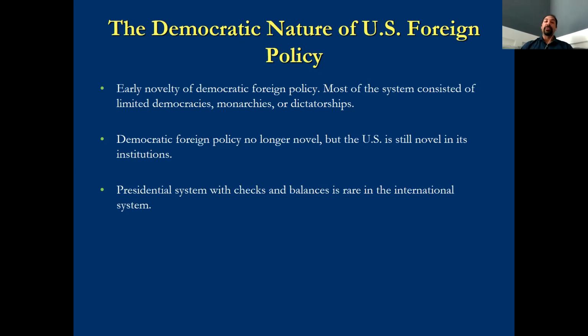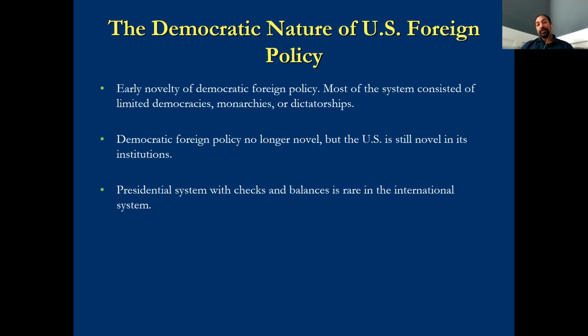When the United States was first founded, there were not that many democracies in the world. In fact, the US was the only one. And then gradually over time, more countries started to adopt more democratic institutions, but still democracy was relatively limited until the end of World War II.